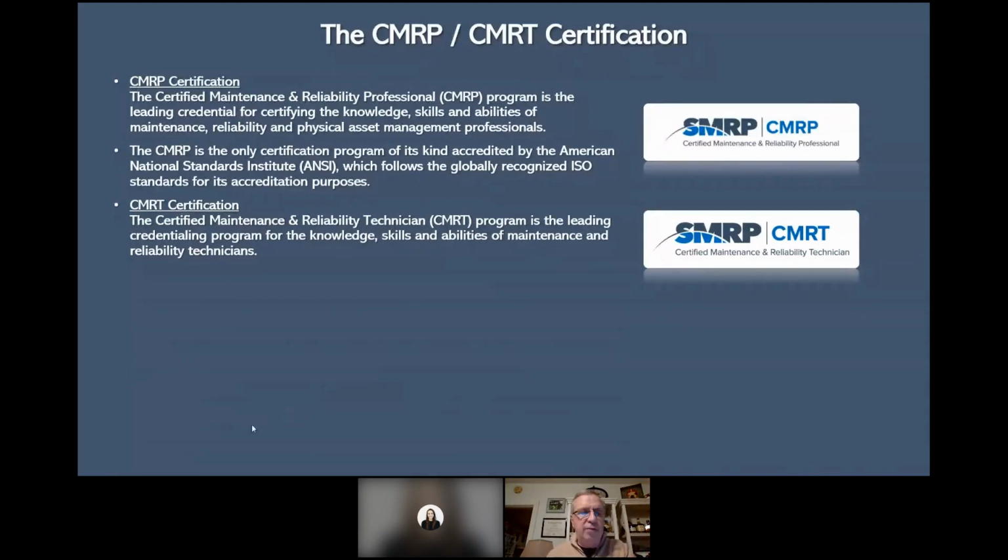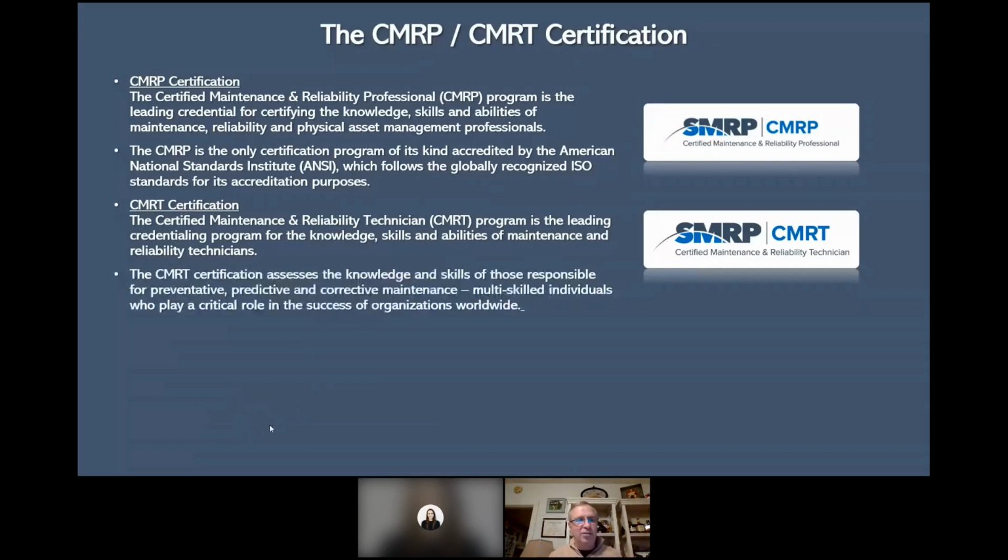Then you have the Certified Maintenance and Reliability Technician certification. It's the leading accrediting program for knowledge, skills, and abilities of maintenance and reliability technicians. I have a CMRT also. When it first came out, I was embarrassed at a conference when I was asked if I would take the certification. I said, sure. And then I asked, what's the CMRT? I took it and I got lucky. I passed it. So the CMRT certification assesses knowledge and skills of those responsible for preventative, predictive, and corrective maintenance. Multi-skilled individuals who play critical roles in the success of organizations worldwide.